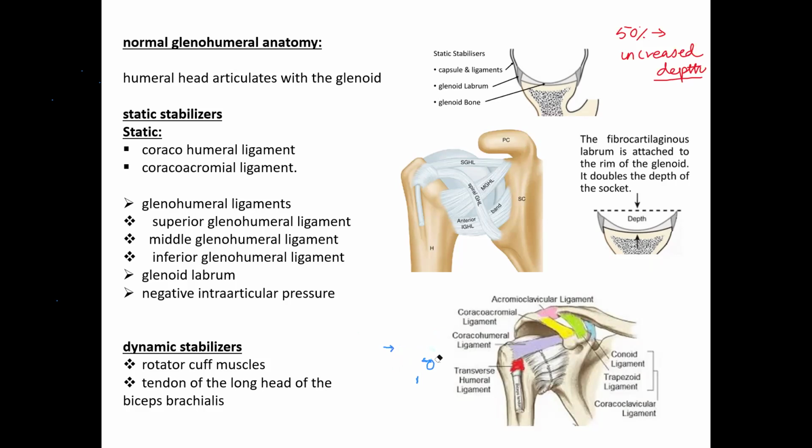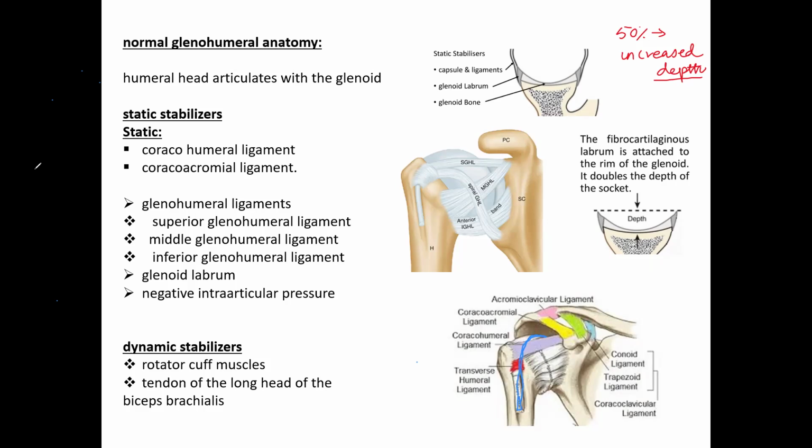And we have the long head of biceps. This is the long head of the biceps going all the way like this. So the long head of the biceps also gives stability to the shoulder joint. It pushes the shoulder joint inside whenever the patient is moving the shoulder. So this is the long head of the biceps going like this.